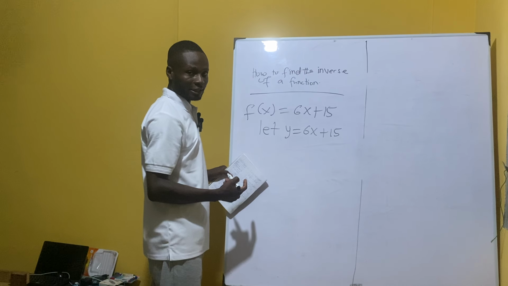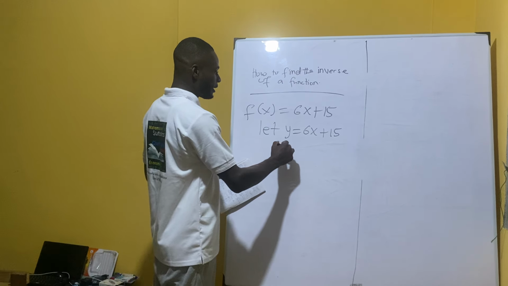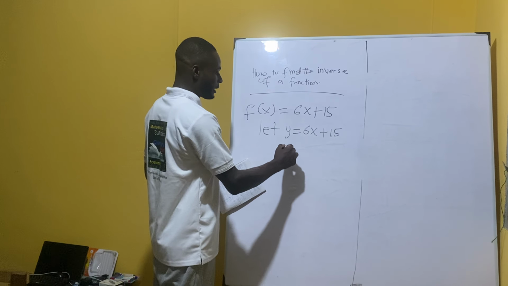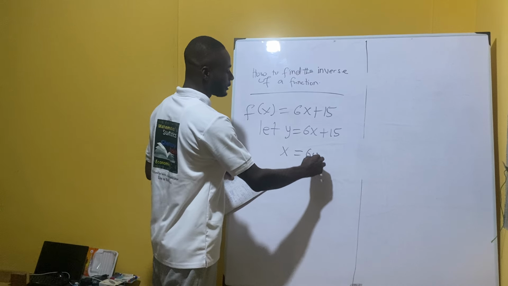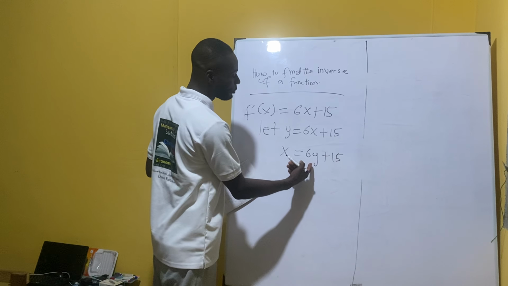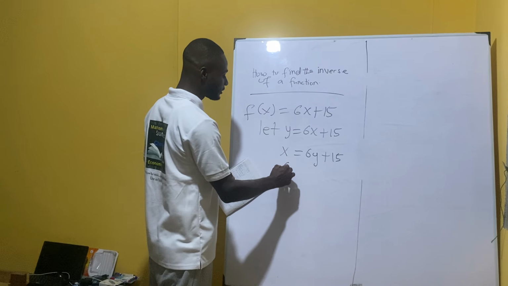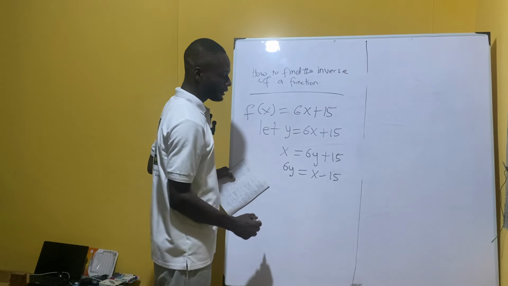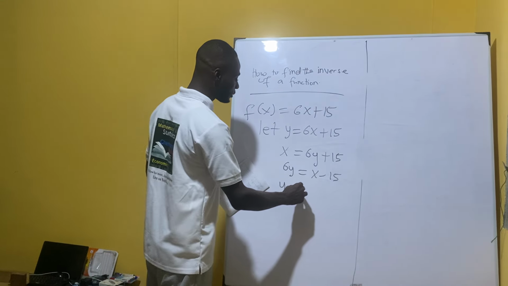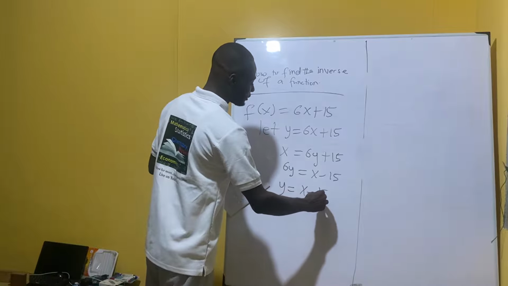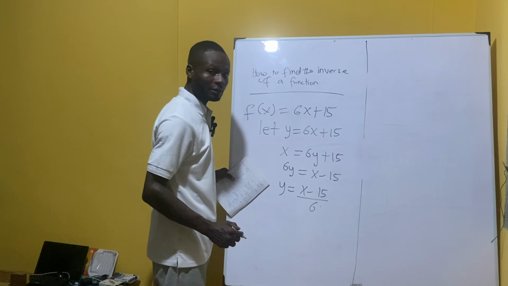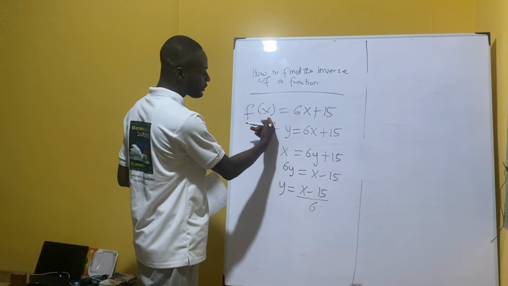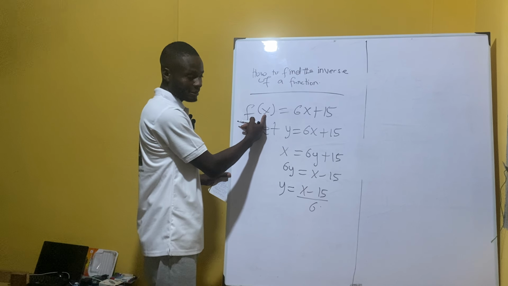Interchange the position of the x and y. So we have x equals 6y plus 15. Making y the subject, we are going to have 6y equals x minus 15, right? So we have y equals x minus 15 all over 6. So this becomes the inverse of this particular function.